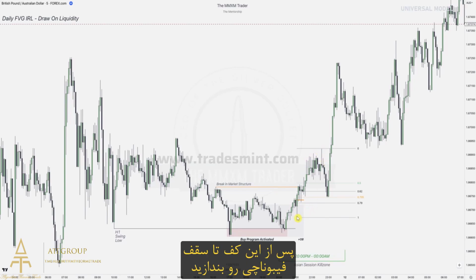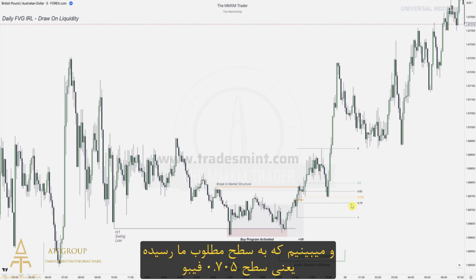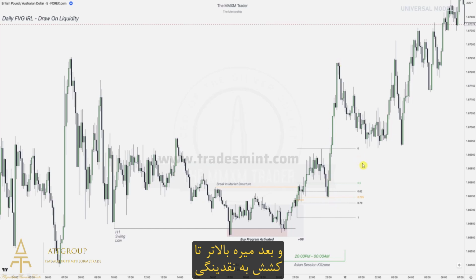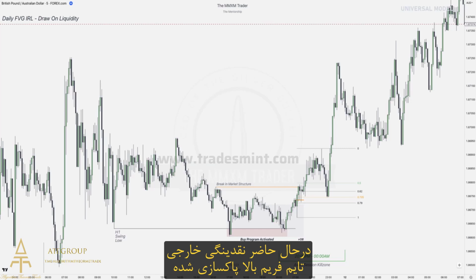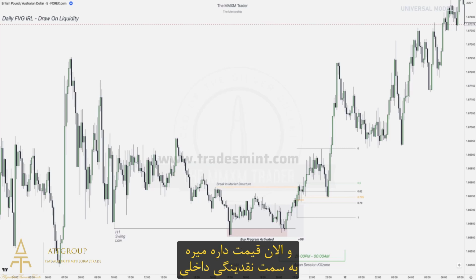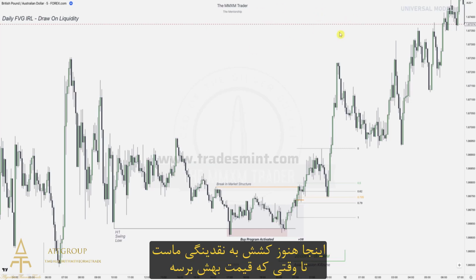So take your Fibonacci from this low to this high and we see we hit that sweet spot at the 0.705 level perfectly, and then we continue up into our drawn liquidity. So the drawn liquidity is still from our long-term perspective, right? The why should price go there, right? We already did external on our higher time frame. Now we're going to go to internal, and that is still our drawn liquidity until we reach it.